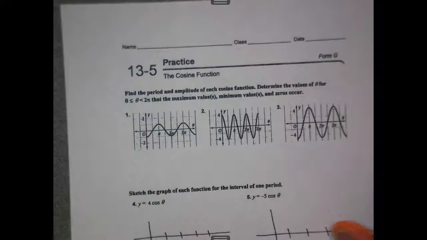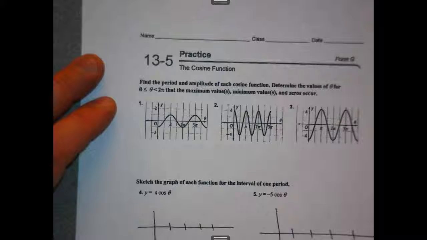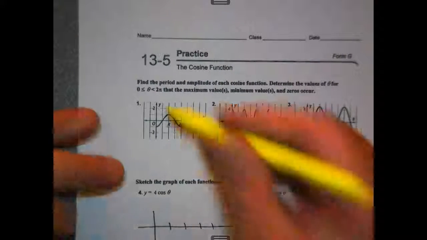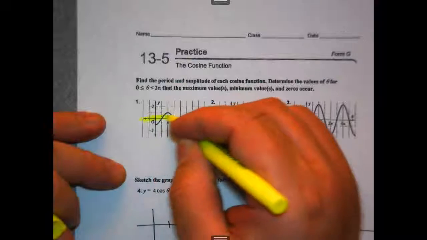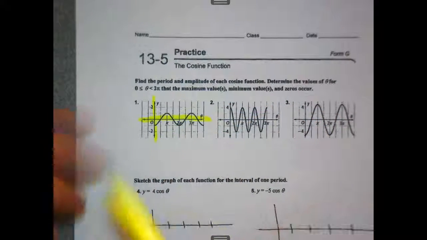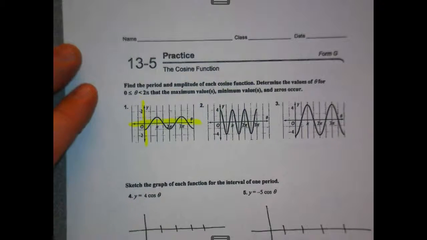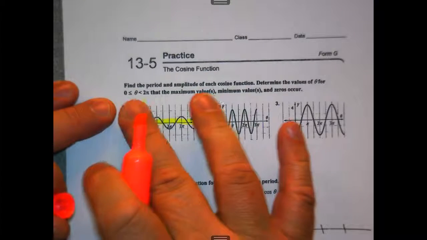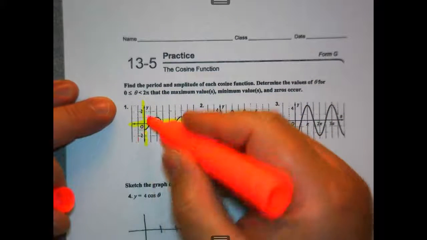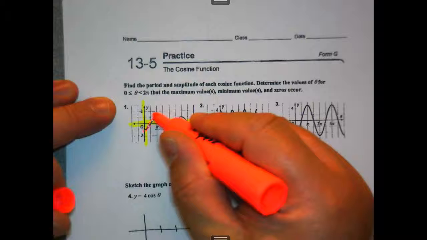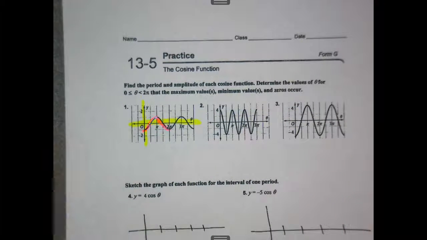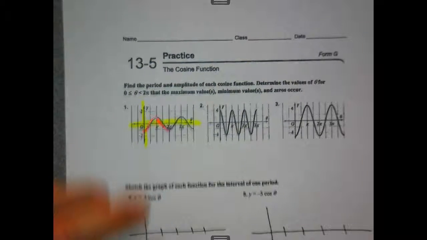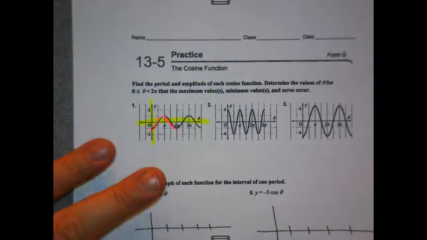Let's do some of your practice problems. Let's look at number 1. Here's my x-axis, y-axis. We need 1 cycle. Actually, it gives us the interval between 0 and 2 pi. There's 0, there's 2 pi. Okay, you know what? Let's just do what we've been doing. Let's find the amplitude and the period, okay?